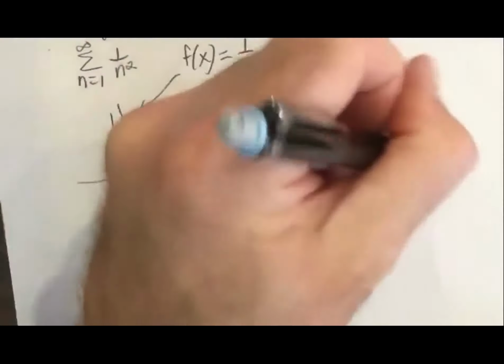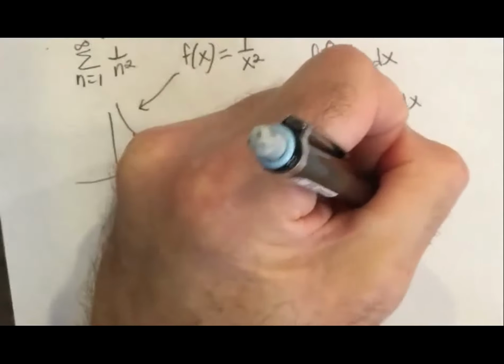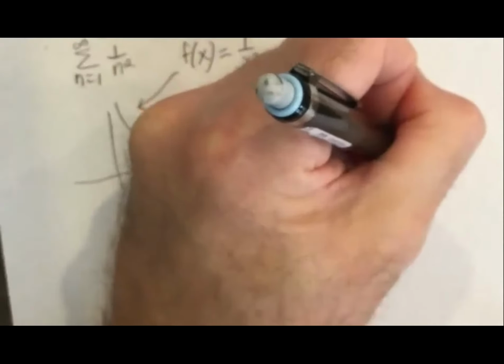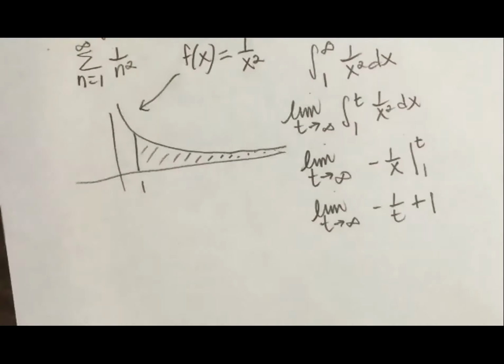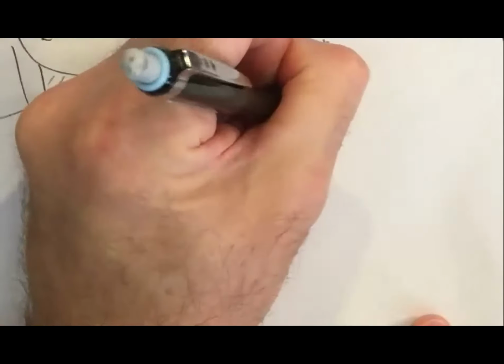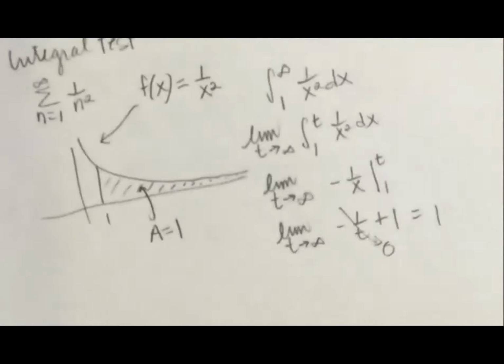Now we have to plug in the limits of integration. Put in t, we get minus 1 over t, minus what we get when we put in 1. That's minus a minus 1, so plus 1. And then we find this limit. Tell me about this 1 over t. Where's that going when t gets big? 0, meaning this goes to 1. So this area in here is equal to 1. Everybody happy so far?